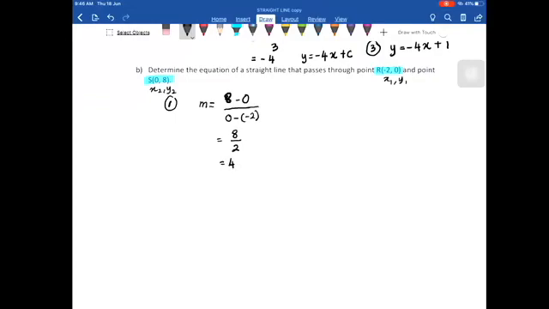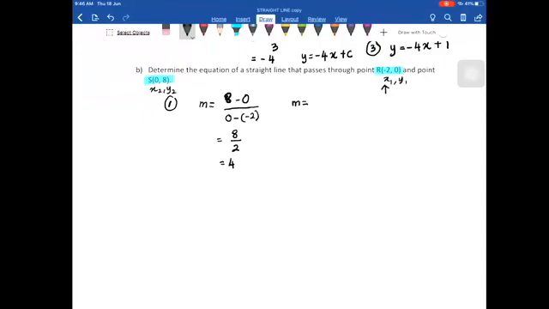Okay, ini salah satu cara, ataupun I use the other formula, intercept. Kenapa? Because my R is actually y-intercept.